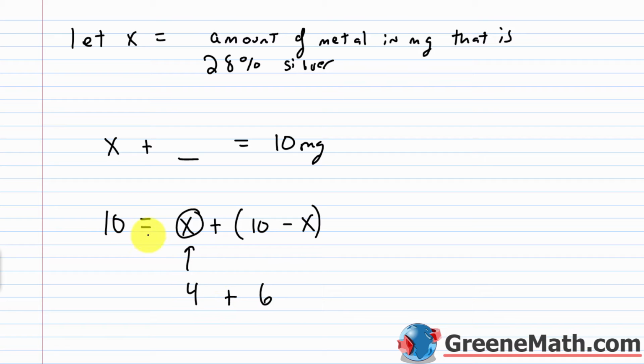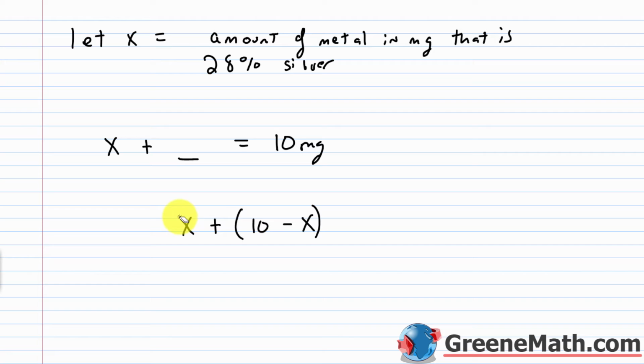So 4 plus 6 would be 10. In other words, whatever X is, the other amount, when added to that, has to sum to 10. So that's why this would work out. If, let's say, X was 8, then this amount would have to end up being 2, right? Because these two amounts have to sum to 10. So that's where you're going to get this formula from. X plus 10 minus X is going to equal 10.